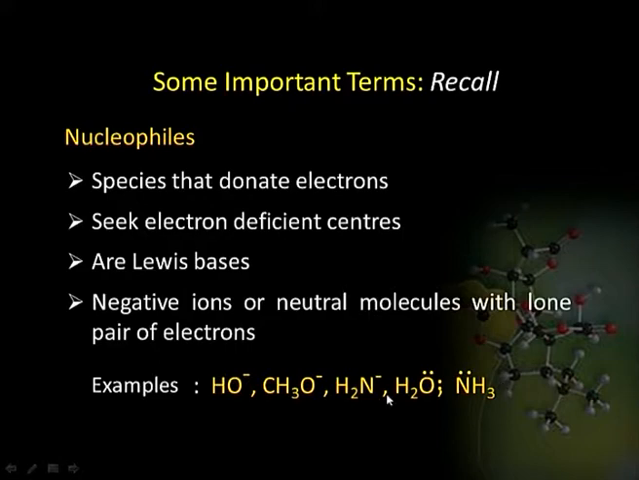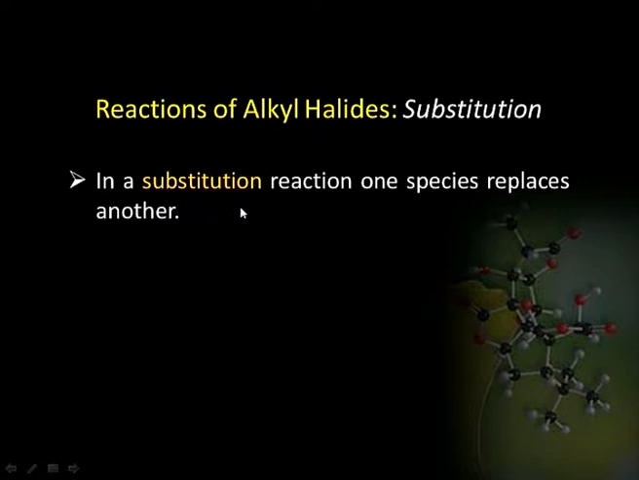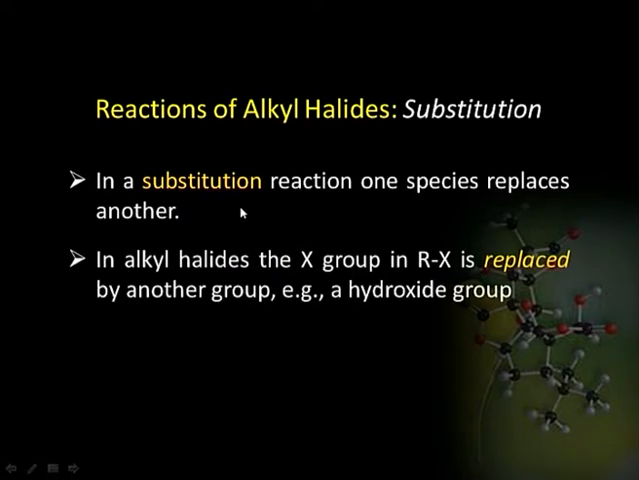When we start with the reactions of alkyl halides, we start with substitution, though the alkyl halides show elimination reactions and reduction and also many other reactions. So, we start with the substitution reaction. In a substitution reaction, one species replaces another, and in case of alkyl halides, the halogen atom in RX is replaced by another group or atom, for example, a hydroxyl group.